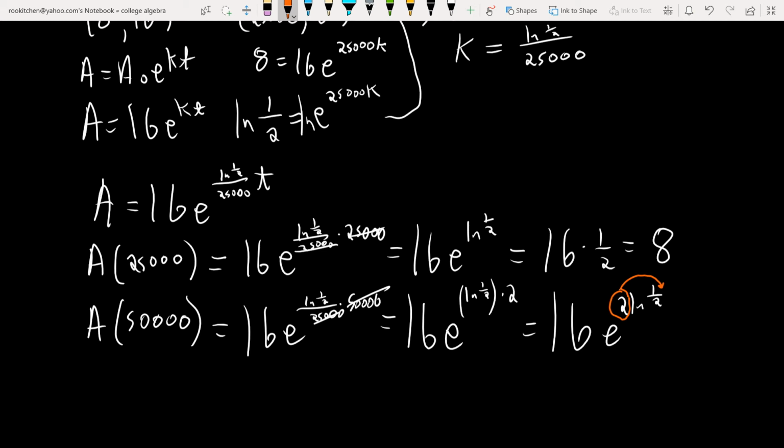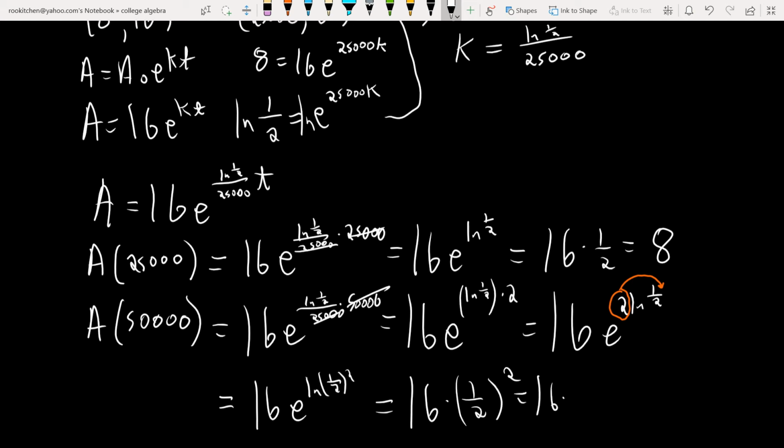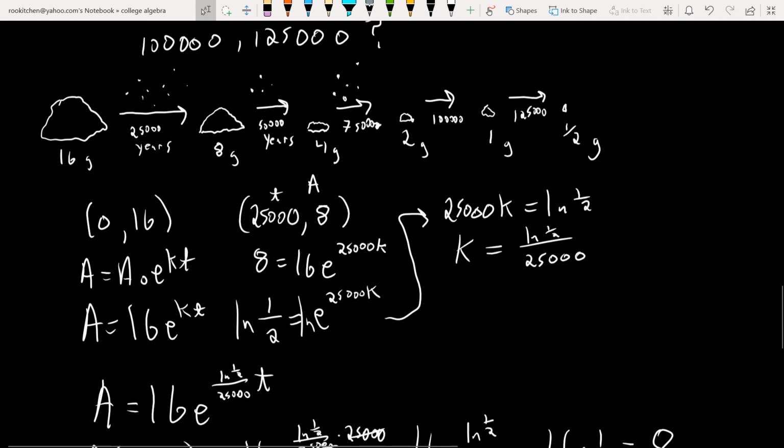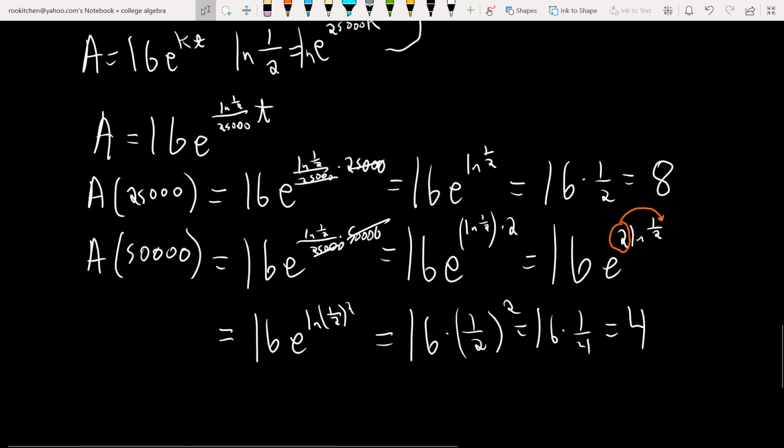I mean, right now you can't cancel out the e and the ln. That won't work. They have to be kind of touching. Okay? So you'll have 16e to the ln of 1/2 squared, right? And then you can get rid of the e and the ln. You'll have 16 times 1/2 squared, which will be 16 times 1/4, which of course gives you the 4 that we got just by cutting 8 in half again above.